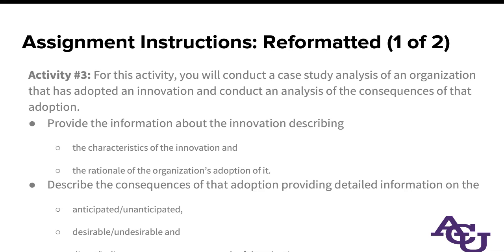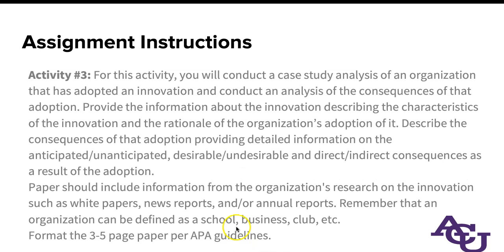Provide the information about the innovation, describing two things: the characteristics of the innovation and the rationale for the organization adopting it. In addition, we have to describe the consequences of the adoption, specifically providing detailed information on the anticipated or unanticipated, desirable and undesirable, and it might be cut off on your view here, the direct or indirect consequences as a result of the adoption. You can see that as the last line of the first paragraph.